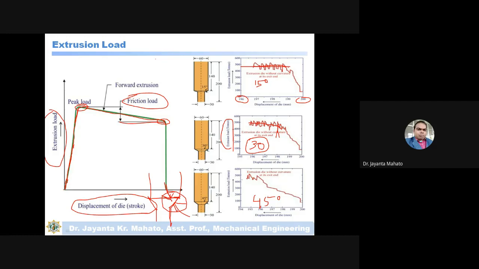Whenever you increase the die angle again, up to 45 degree, this extrusion load decreases from the initial displacement of the die. In this case it remains constant and then decreases after some displacement. In this case, it decreases from the initial displacement of the die.